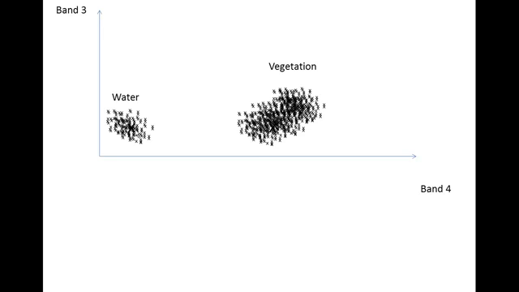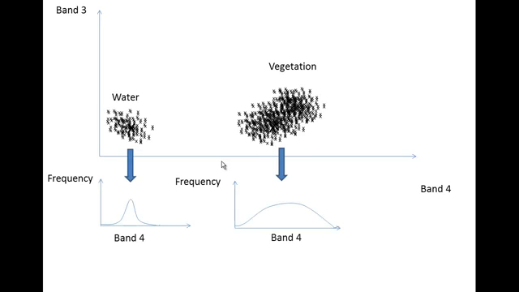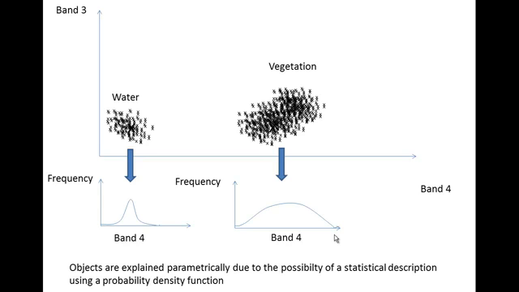Due to some random signal behavior, we have something like an ellipse here and over here as well, and we can use these ellipses to plot a frequency in band number 4. As you can see, we have a nearly normal distribution over here, a quite wide normal distribution in band number 4, and we can describe these probability density functions with some statistics. We can say the mean value is over here, and we have some standard deviation on it as well.